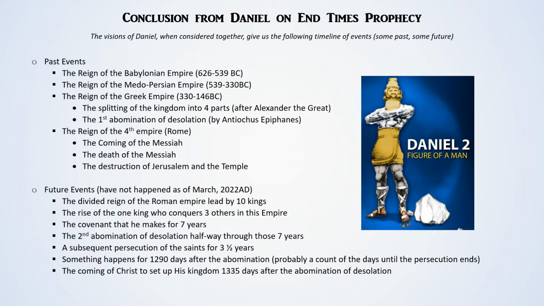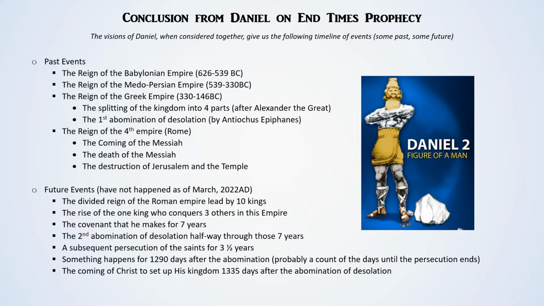The divided reign of the Roman Empire. The Roman Empire needs to reemerge and needs to be divided into a kingdom led by 10 kings. That has not happened yet. It's not happened at any time in history. And whether it'll be called the Roman Empire or not is not the point. The point is that it's somehow connected to the old Roman Empire, and it's led by 10 kings.